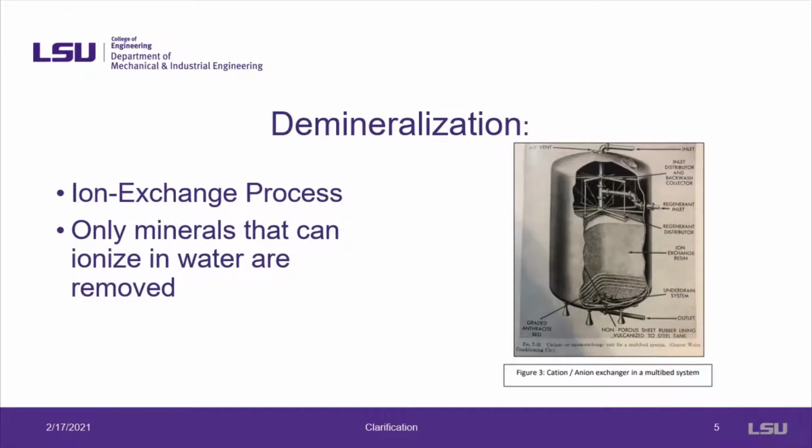Sulfuric acid will be effective at removing certain minerals inside of the exchange unit, while caustic soda will be effective at removing different minerals inside of the exchange unit. That's why both cation and anion exchange units are needed in the demineralization system.